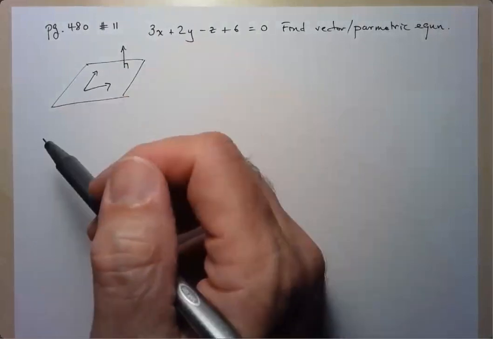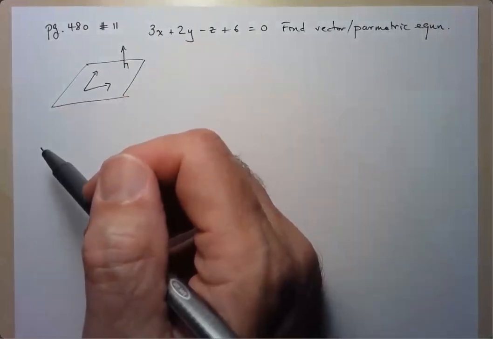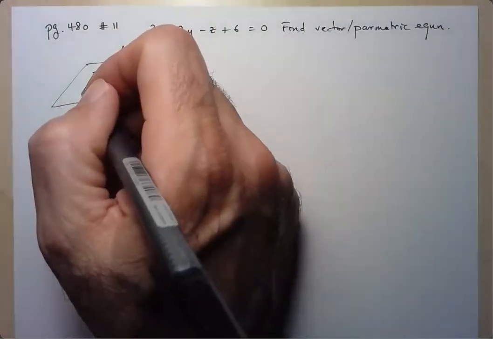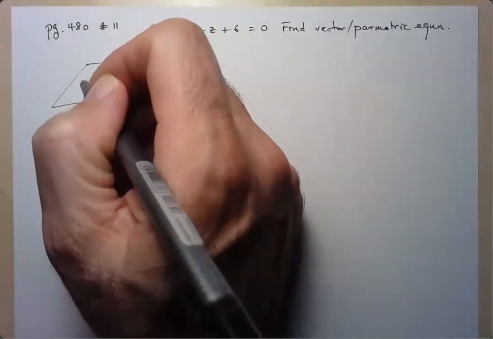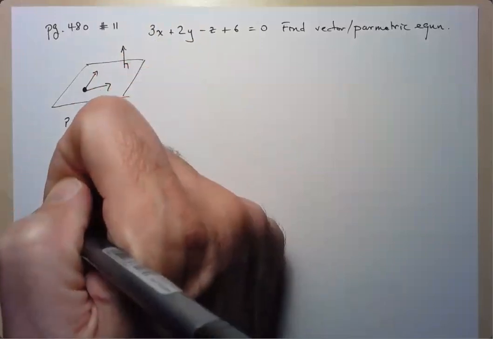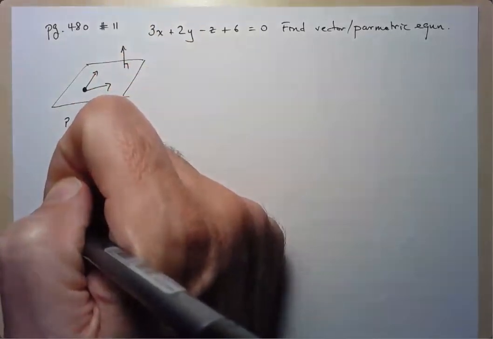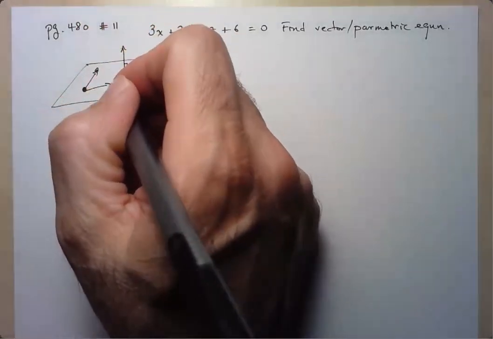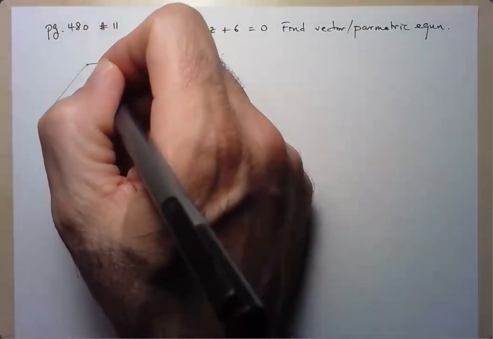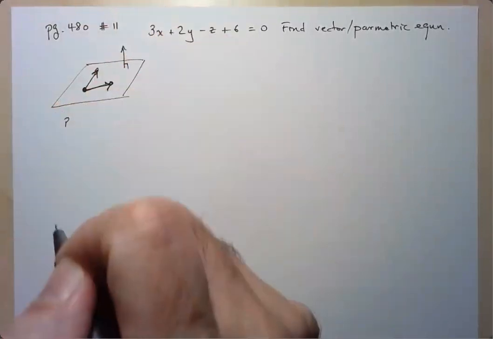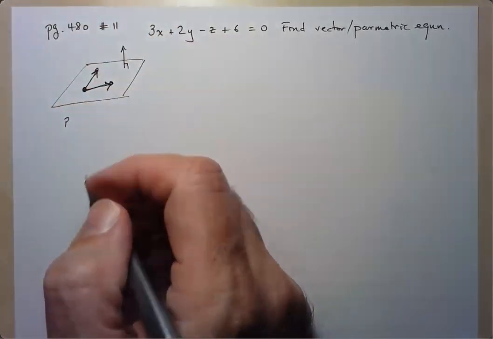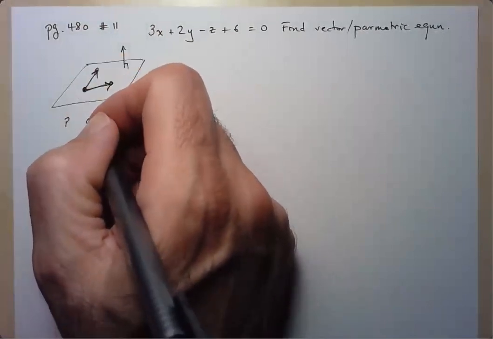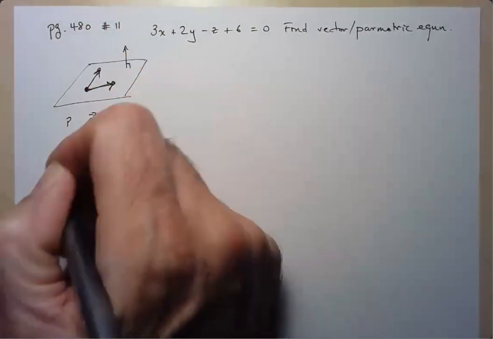One option here is to find the X, Y and Z intercepts, because you can find 3 points on this plane. You're going to need a point anyways to find the vector and parametric equation, and then you can use the 3 points to find two direction vectors. So you're going to need an A vector and a B vector as your direction vectors.